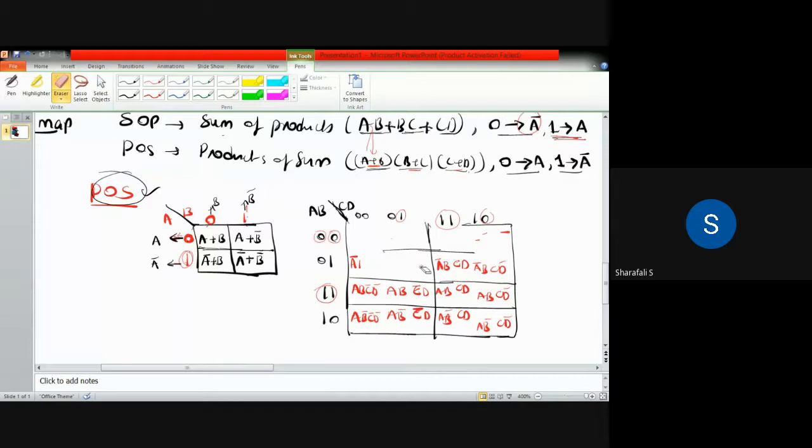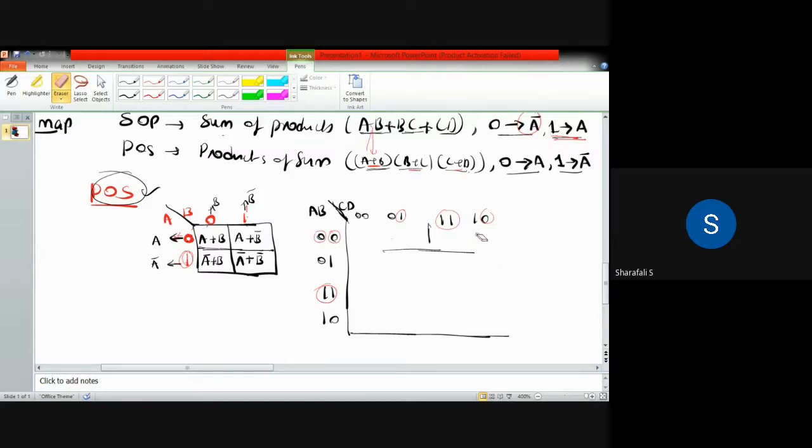This eraser is not that good because it is erasing many lines. Almost all I have to redo. So let's consider that 4 by 4.